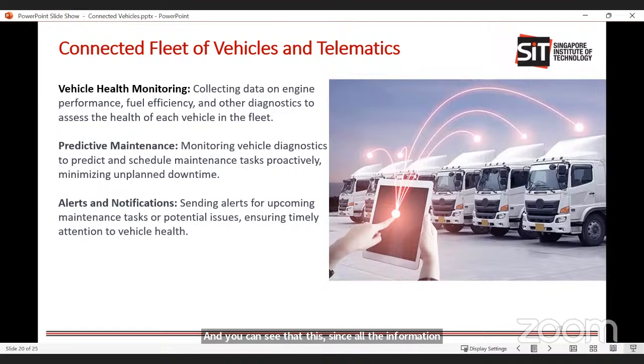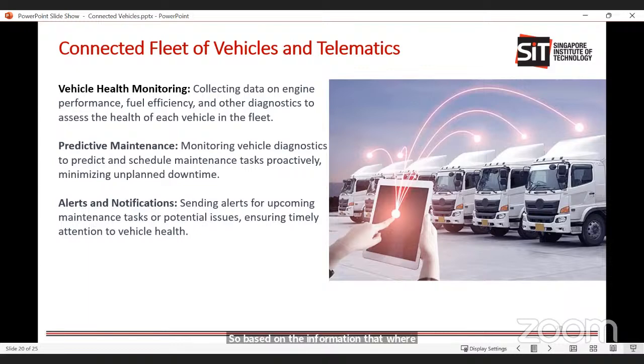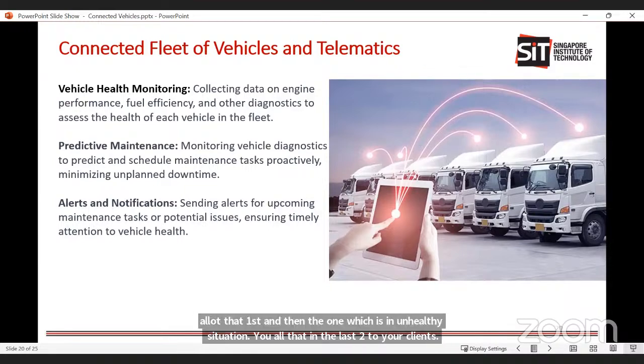of your individual vehicles. Suppose, for example, you have a company that is doing a moving business. Based on the information about which truck is in better condition, you can allot that first, and the one which is in an unhealthy situation, you allot last to your clients. And you can do predictive maintenance accordingly, based on the data that you have collected about your vehicle.